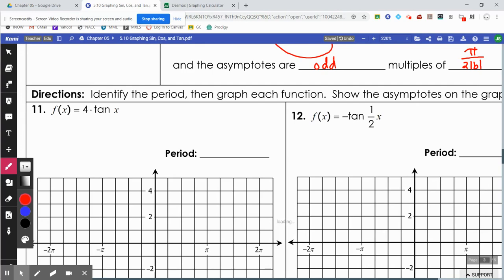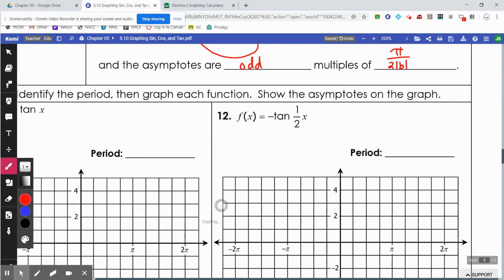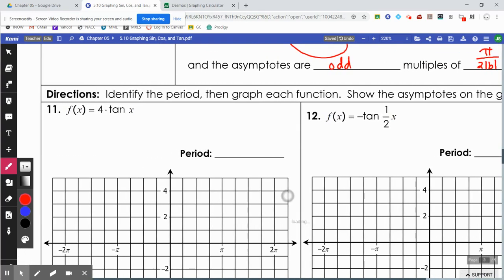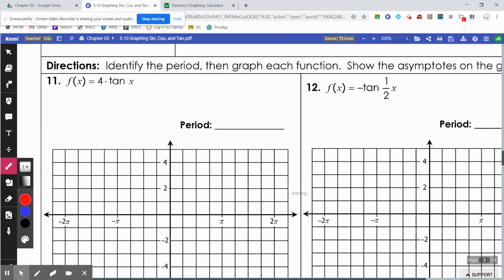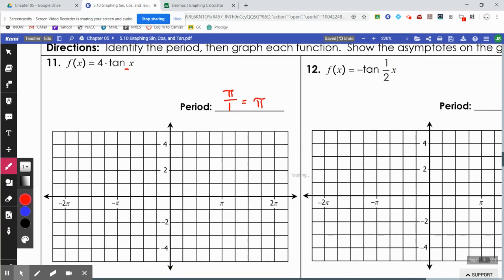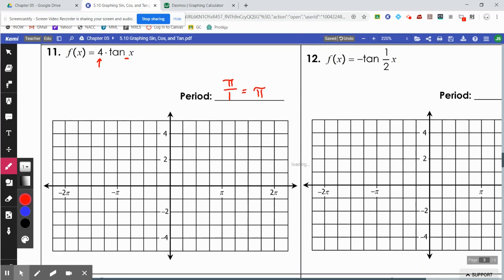On this one, we're going to identify the period. Then we're going to graph each function. We're going to show the asymptote lines on our graph. So the period of this function, a normal period is going to be pi. However, if you have a number in front of this x, it's going to transform it by stretching or compressing it. But this one is going to have a normal period of pi. There will be a vertical stretch here. So let's, again, use Desmos and graph this thing.